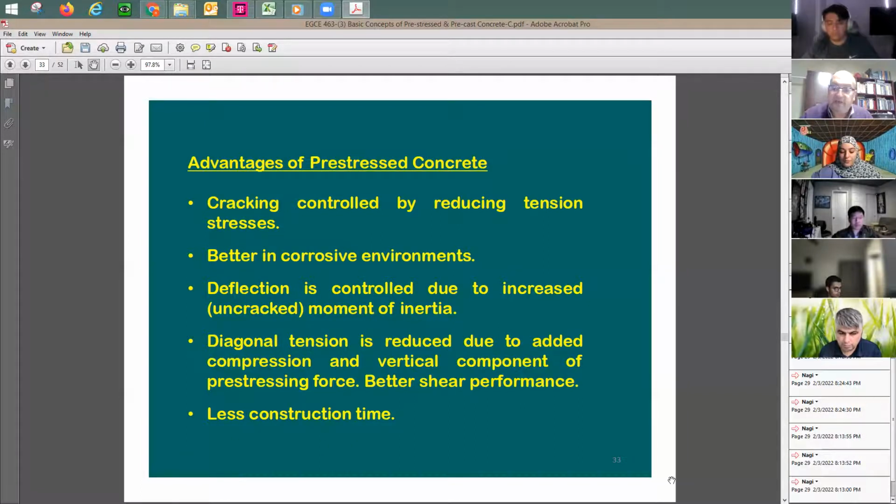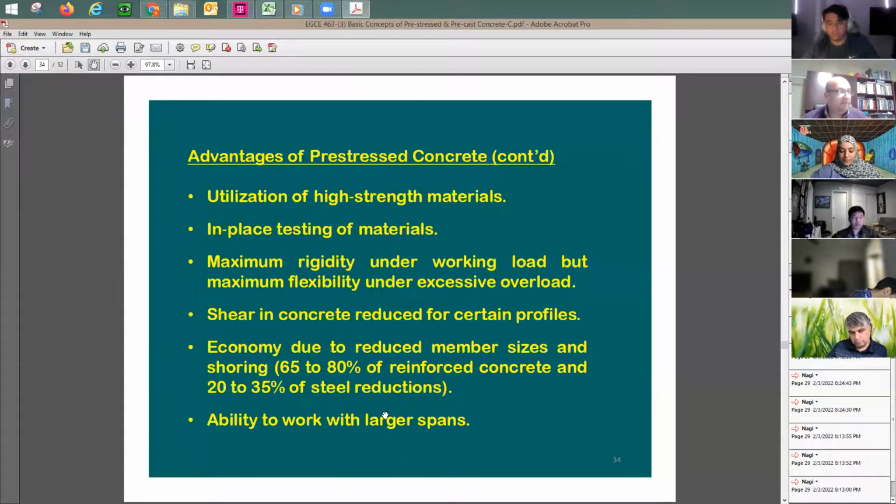Is it less construction time? I'm going to say yes. It's going to be like structural steel. You carry the member, you put it in place, you're done. There is no formwork, right? You don't have any formwork. It's kind of heavy members to transfer when you compare it to the steel, but it takes less time.